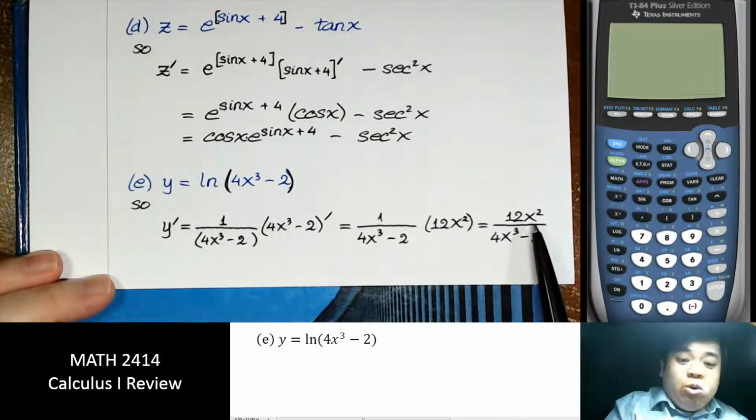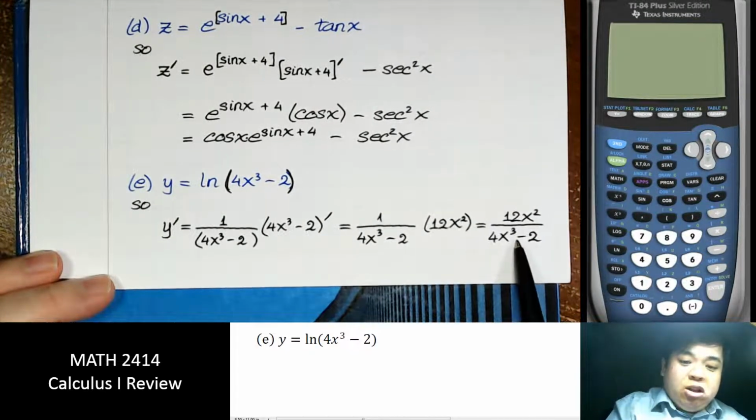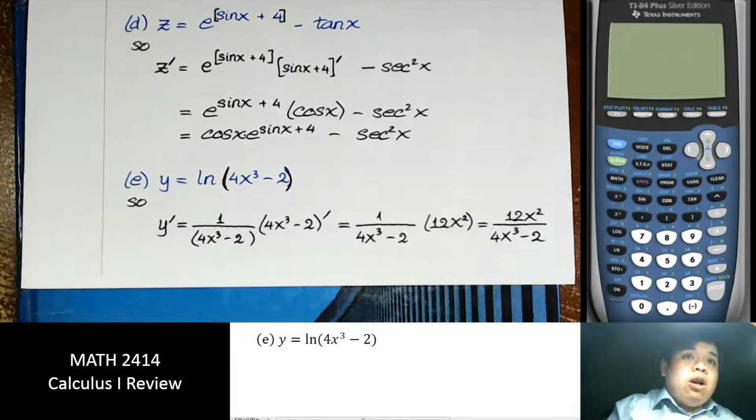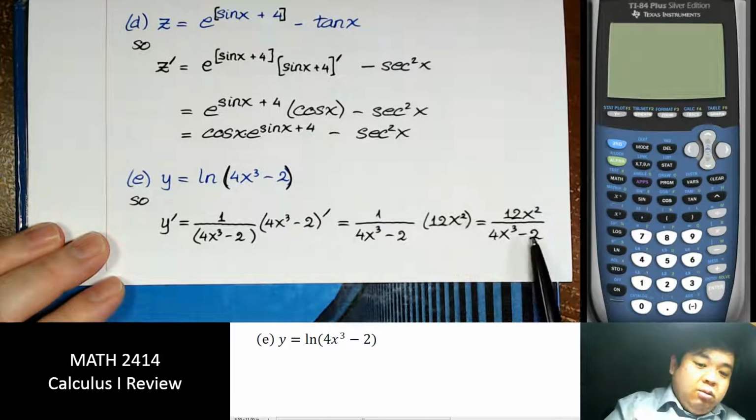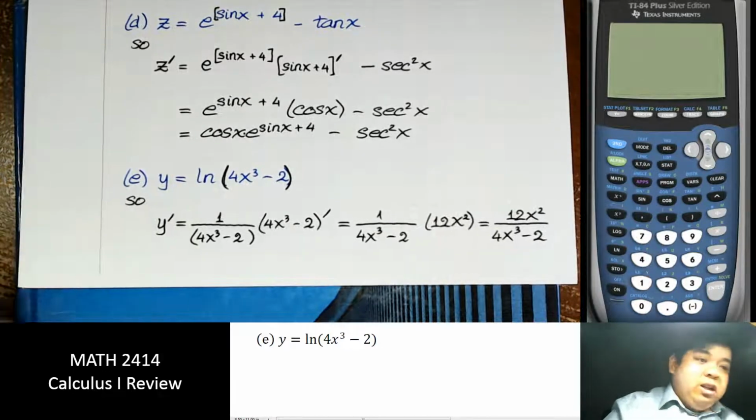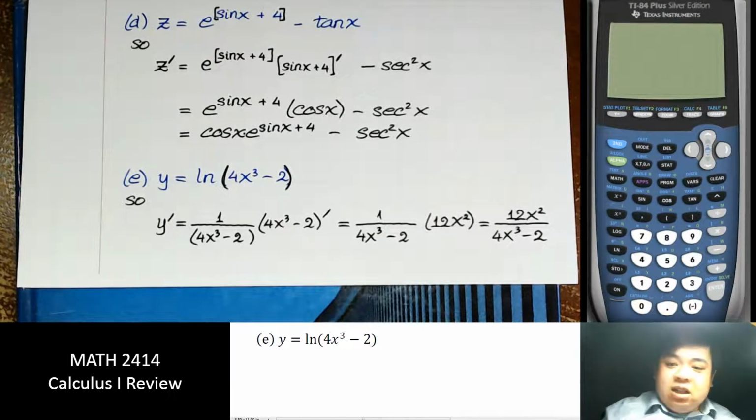We cannot cancel the x and the x here because of the minus 2. If everything is a product, everything are factors, we can simplify. But with the minus 2, we cannot do anything. Right, so it's like that.